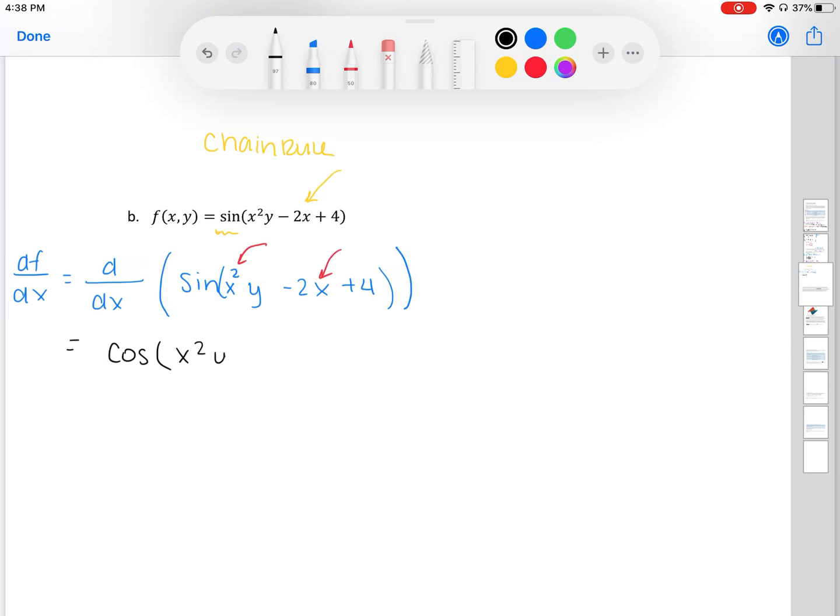Cosine of x squared y minus 2x plus 4. And then I have to take the derivative of the inside. Only x is our variable. So we have 2xy. That gives me 2x. We're working with x squared y. The derivative of x squared y is 2x, and that y stays. Then we have minus 2x. The derivative of 2x is just 2, plus 4, plus 0.